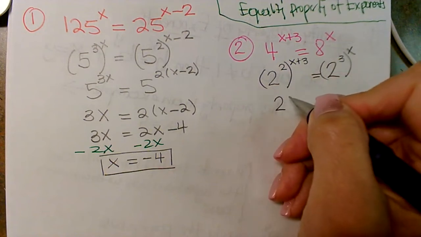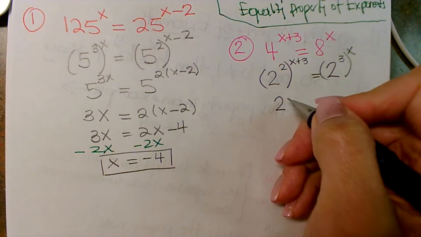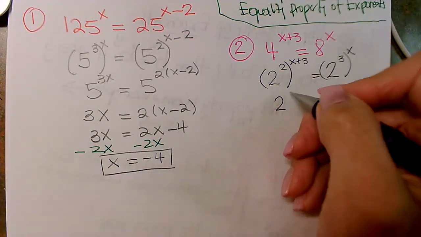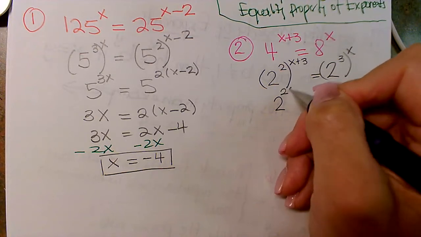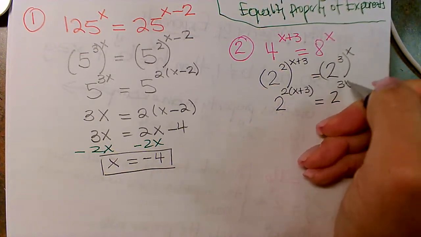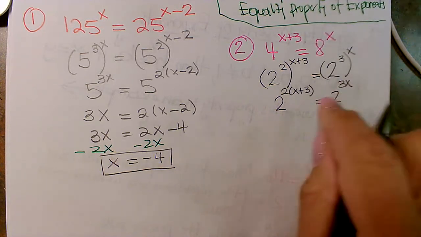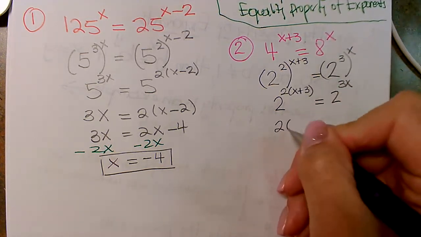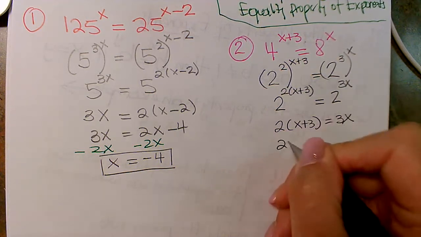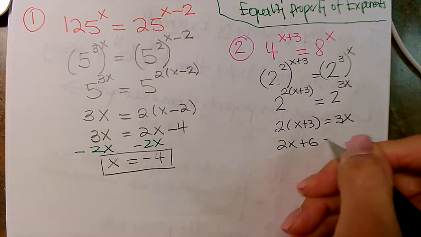We apply the next step. We know that if we multiply, we apply the power rule. What will it be? 2 times x plus 3, and this one will be 3x. Now, the equality property. So this is 2x plus 6.